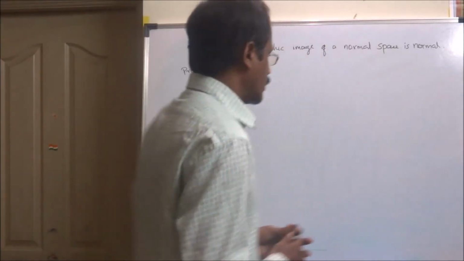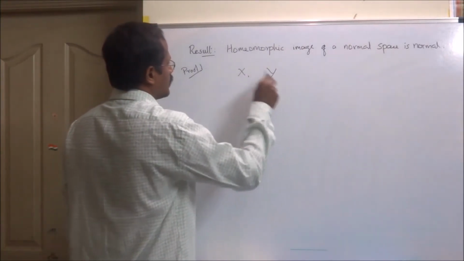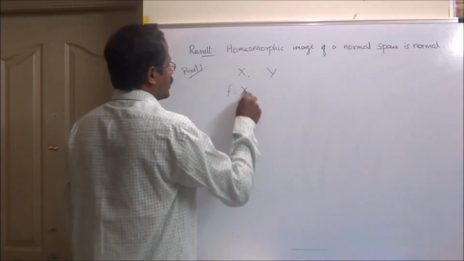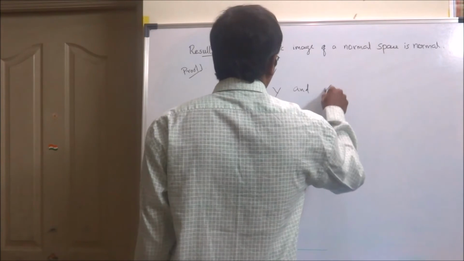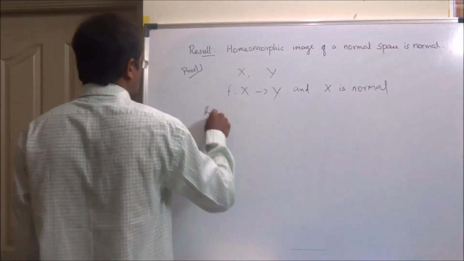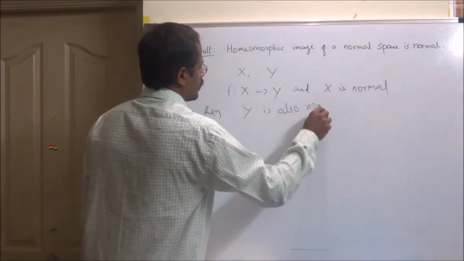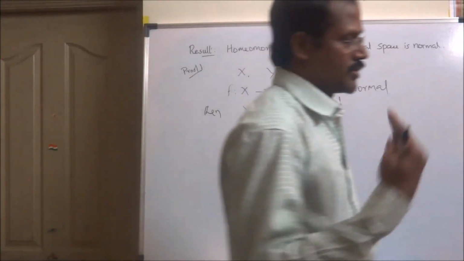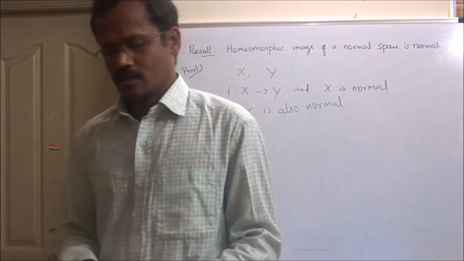Homeomorphic image of a normal space is normal. It means that suppose there are topological spaces X and Y, and a homeomorphism f from X to Y, and X is normal, then Y is also normal. That is, if you have a homeomorphism from a topological space X onto Y, in which you assume X is normal, then Y is also a normal space.